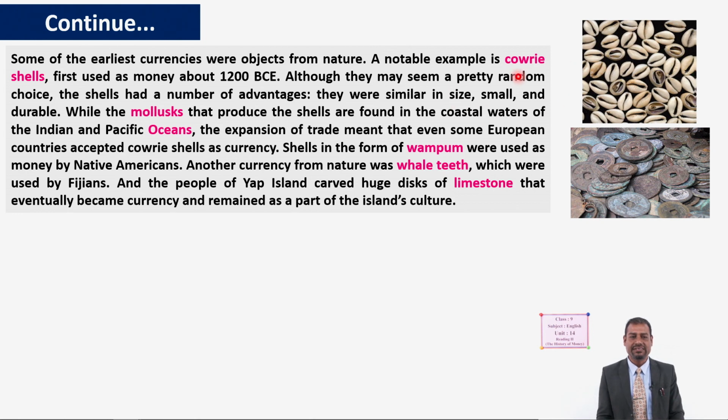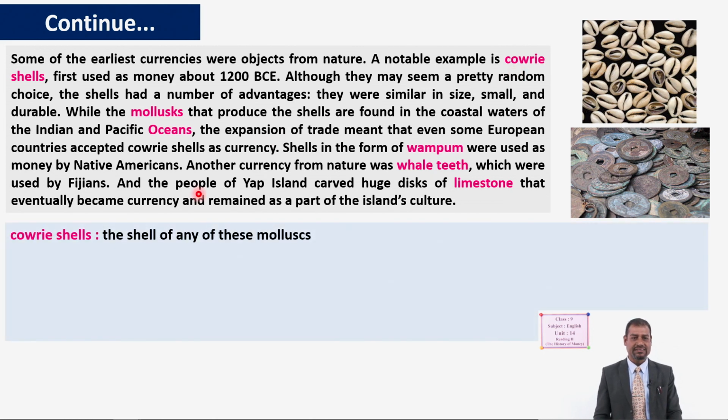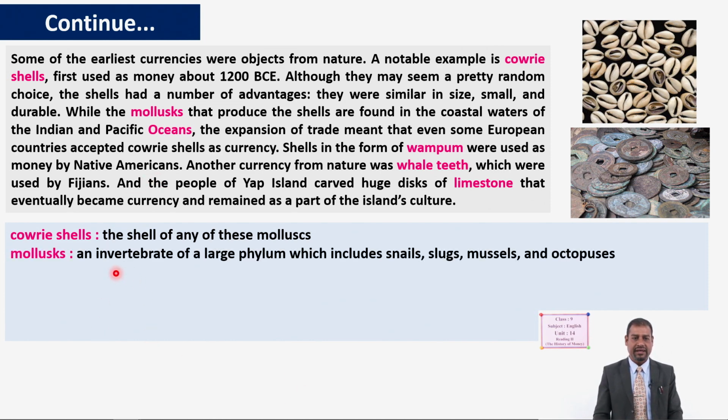So what does cowrie shell mean? So have you got it? All right, it means the shell of any of these mollusks, like aquatic animals that live in water, and using the bone of that animal they can use as, let's say, currency. Next one we have is mollusk, an invertebrate of a large phylum which includes snails, slugs, mussels and octopuses. So people use their bone as the currency. Okay, it's very interesting. But these days we are using note, paper money, very interesting, different form.